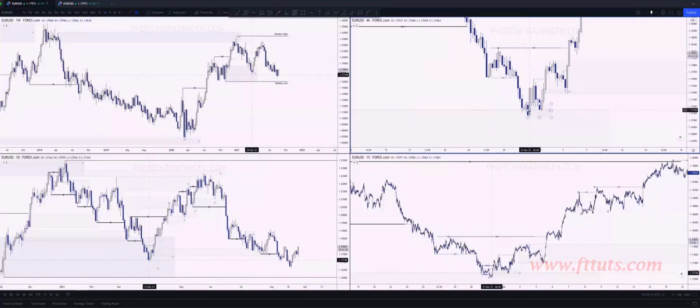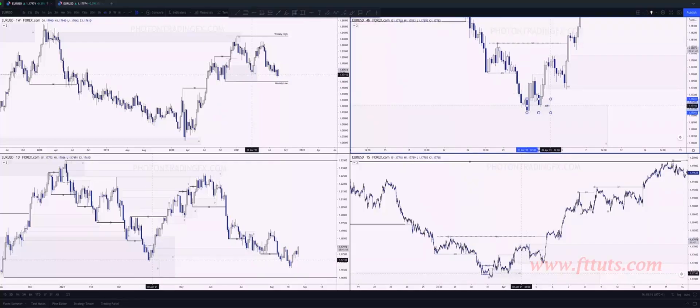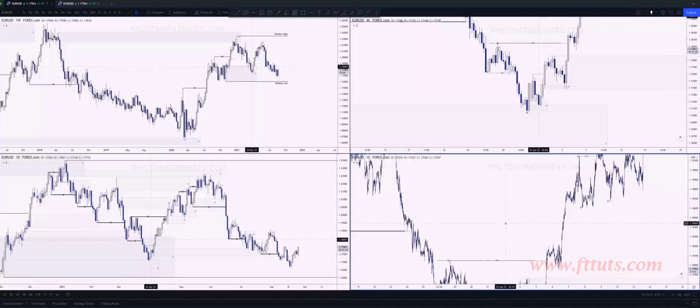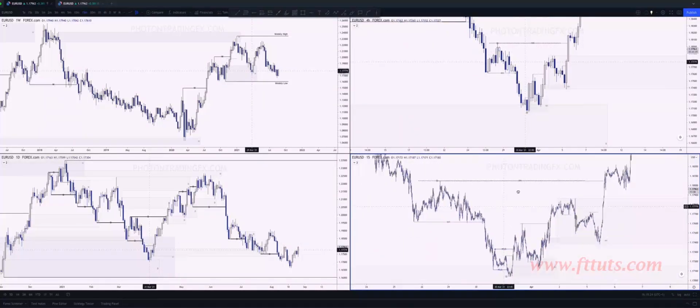Very, very minor structure in this case. But it's useful when you're trading, because this represents more of what's going on in the lower time frame. So let's zoom into the 15-minute chart and see what all of that represents.